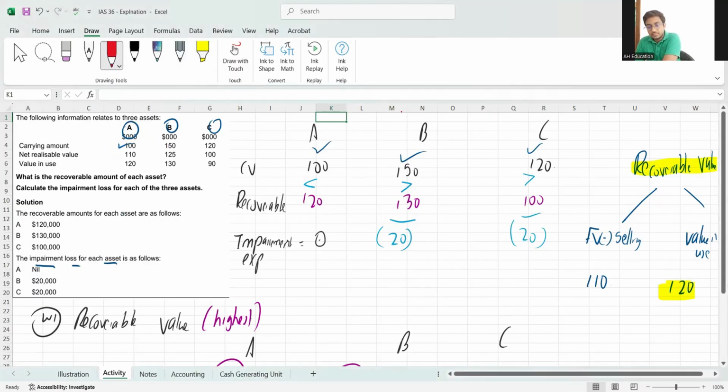Now see, your asset's carrying value, which you have presented in your statement of financial position, is 100, but you can sell it in the market for 120. So in this instance, you do not need to do impairment. Why? Because you have not overstated the asset.